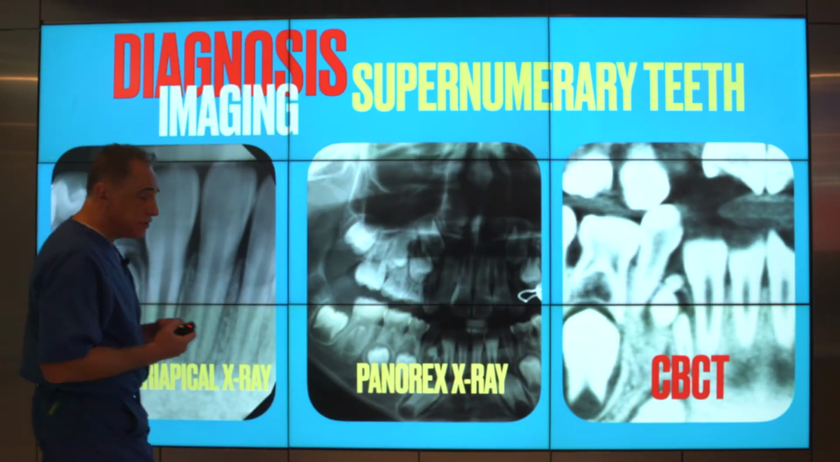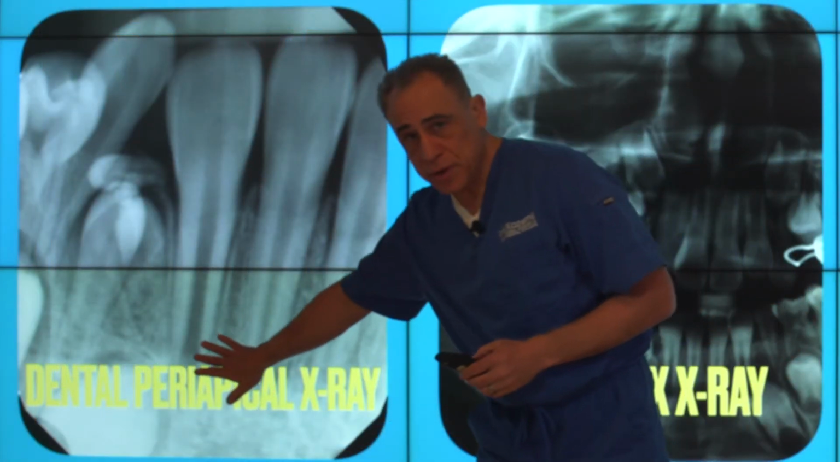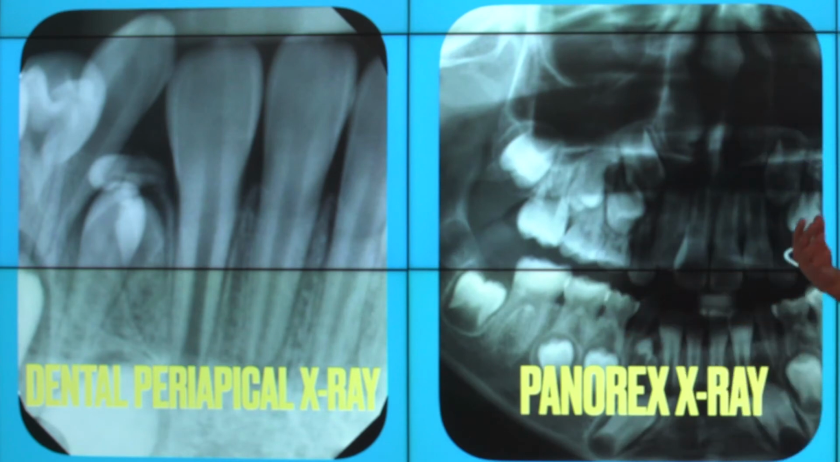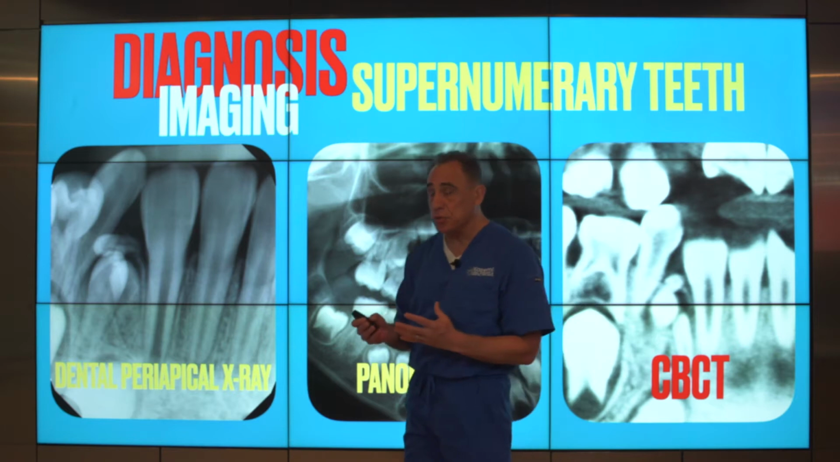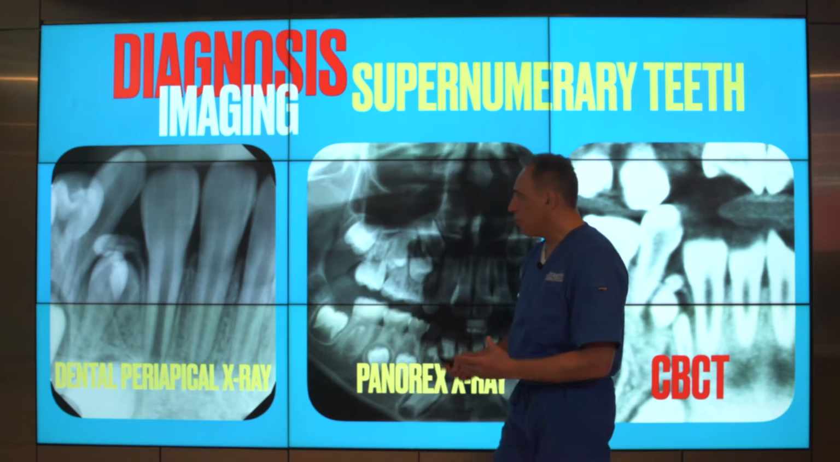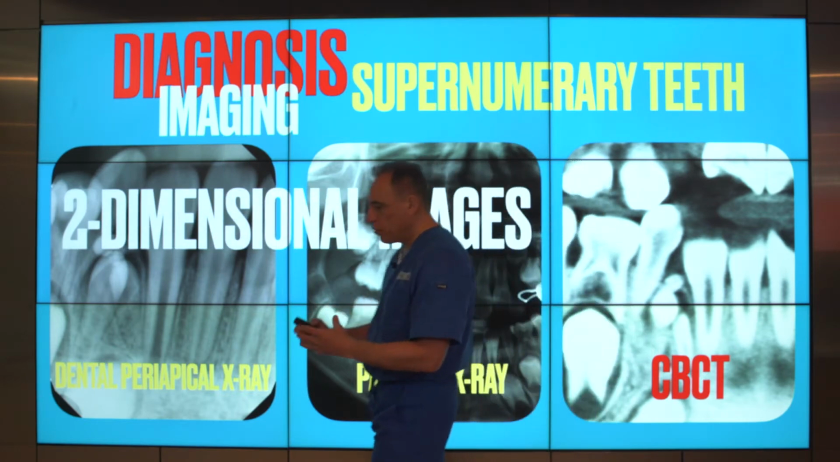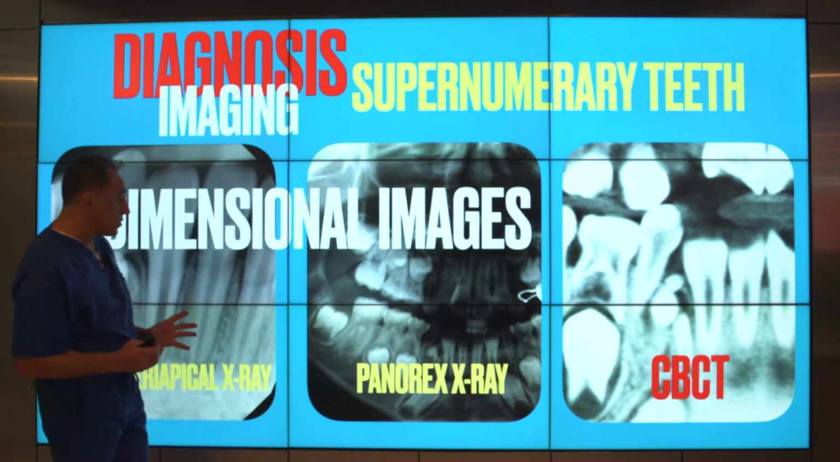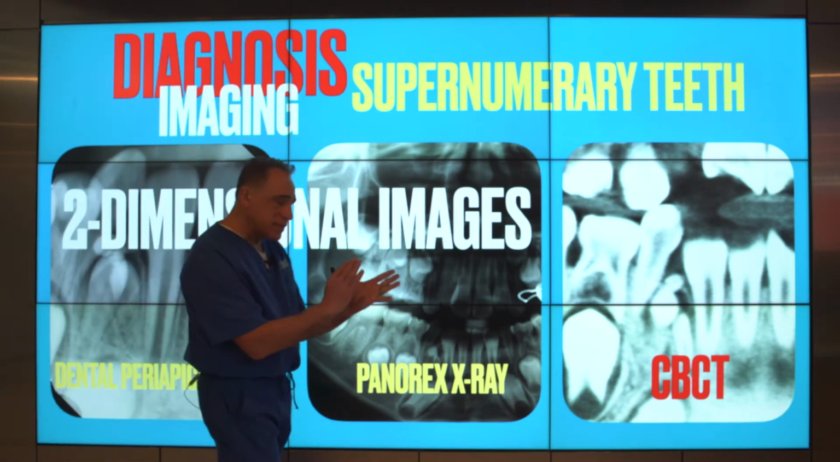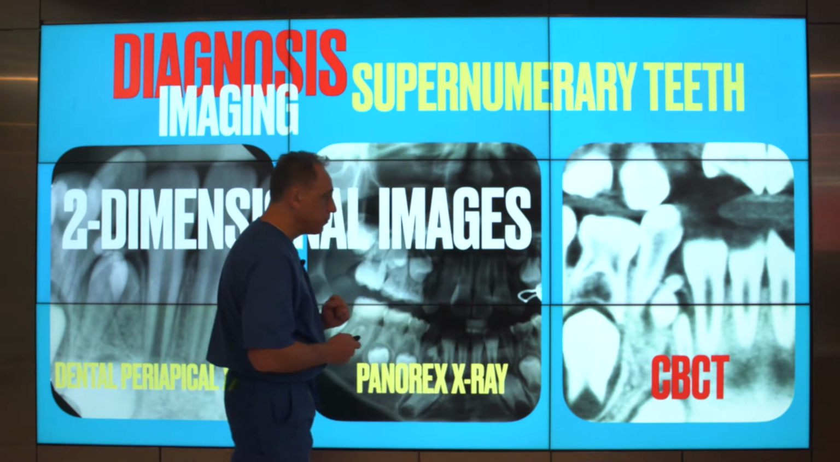Now, there are several imaging techniques for diagnosis. Use of a regular dental periapical x-ray and panoramic x-ray are quite common and usually provide the first indication that there may be an extra tooth in development. However, because these x-rays are two-dimensional in nature, they really don't provide the spatial or the three-dimensional view or the exact position of the extra teeth. And sometimes they can transpose with other teeth, making it difficult to actually see it very clearly.